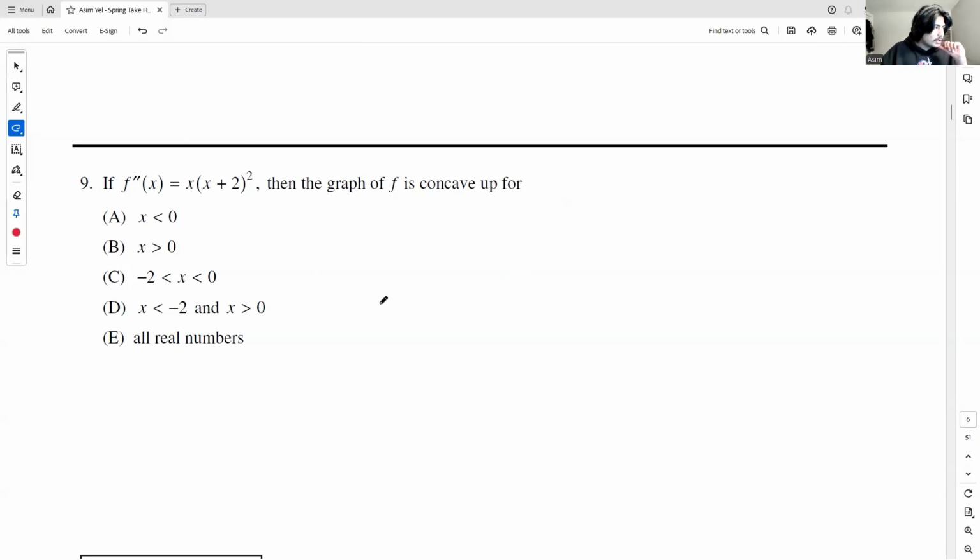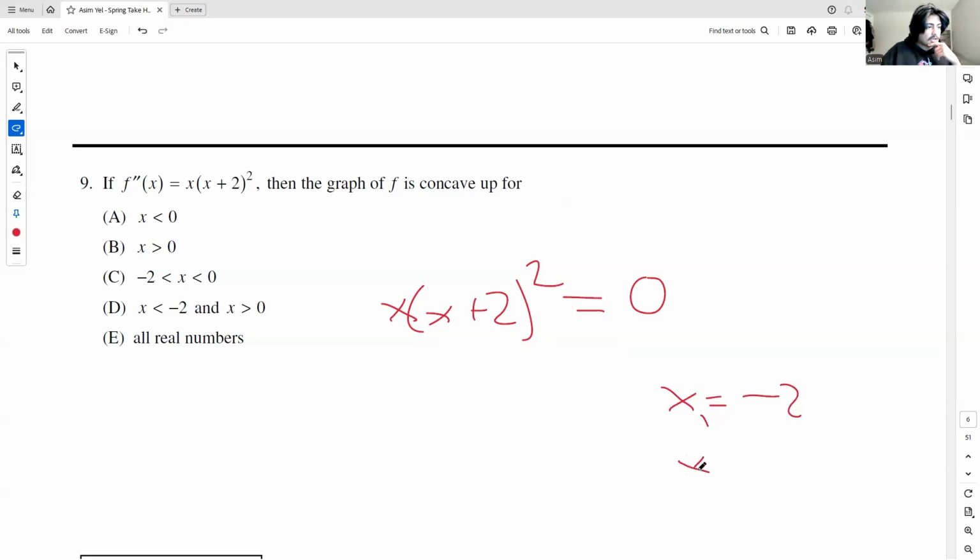So x times (x plus 2) squared equals 0. Now, how can I set this equal to 0? Either my x will be negative 2, which I will call x1, and the other option is x2 is going to be equal to 0. So if I set x equal to negative 2, this will be 0, and I will get 0. If I set x to 0, 0 times 2 squared, which is 4, will also give me 0.